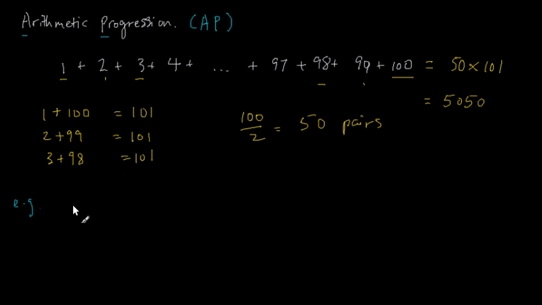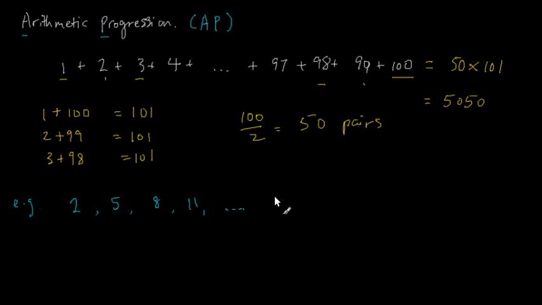Let's say I start from 2. And this time I'm going to add 3 to 2. So if I add 3, I get 5. Add 3 to 5, I get 8. Add 3 to 8, I get 11, and so on. So this is an AP as well.